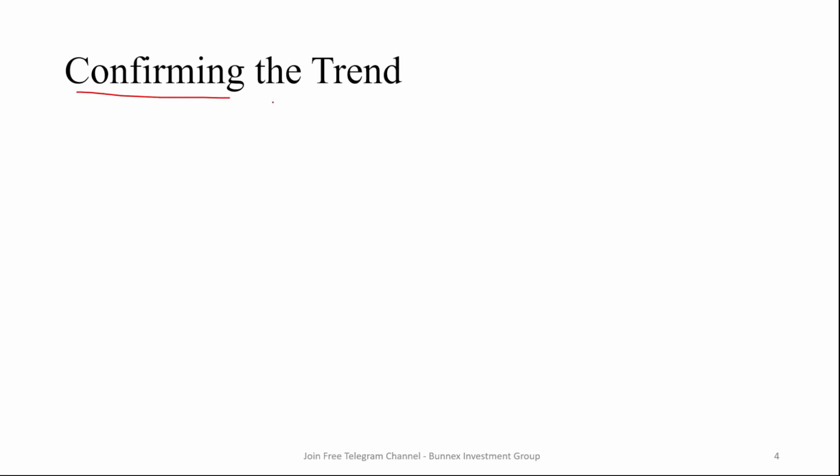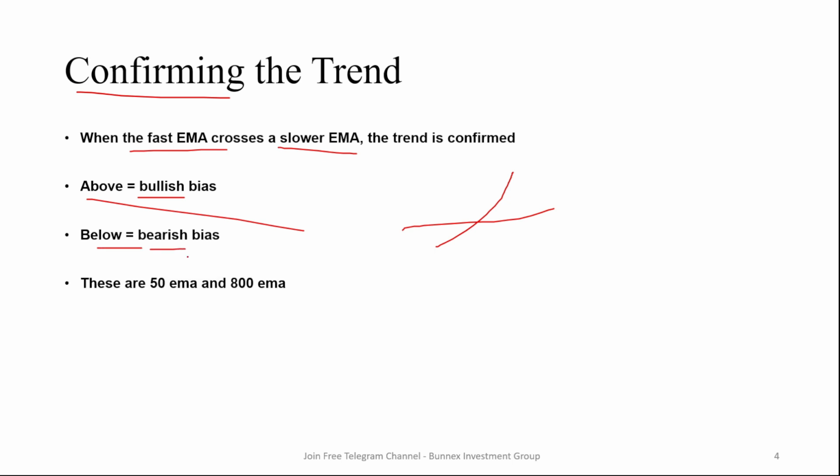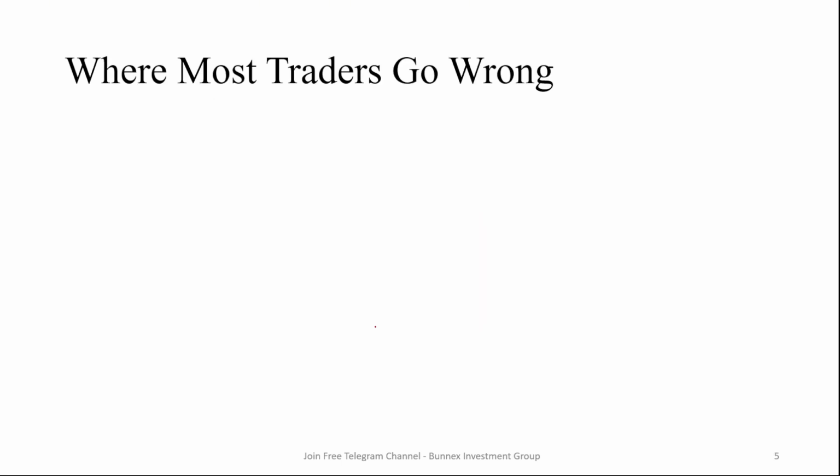So basically we need to start by confirming the trend. When the fast EMA crosses a slower EMA, the trend is confirmed. That is the first thing that we need to see, a crossover of a fast and a slower EMA. Above crossover, the fast going on top of the slow, we can say it's a bullish bias, and below is the inverse, which is bearish bias. So these are the 50 and 800 EMA. We are saying when the 50 and 800 cross to the upside, it's a bullish bias, and when it does to the downside, it's a bearish bias.